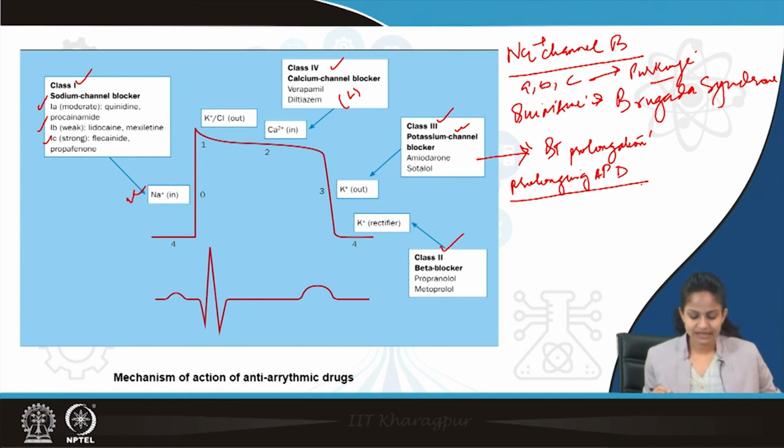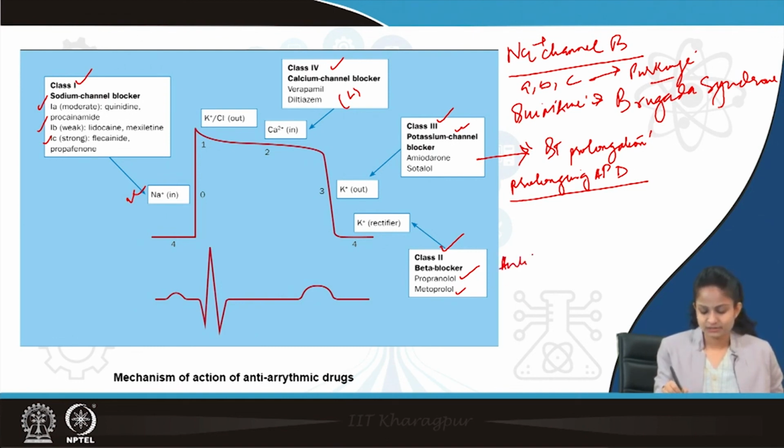Then we have class 2 beta blockers. The role of beta blockers I had already told you: decrease in the force of contraction and the heart rate. We have propranolol, metoprolol, labetalol. Propranolol is a non-cardioselective beta blocker. Cardioselective beta blockers we have are atenolol and metoprolol. So, in this way the antiarrhythmic drugs are in use.